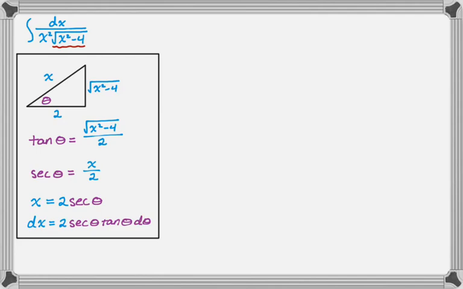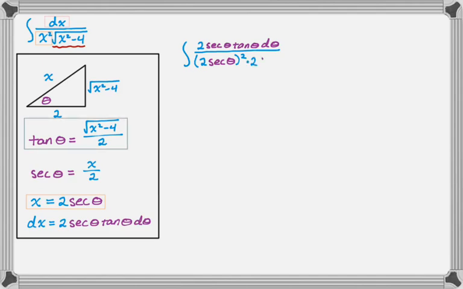And now what I'm going to do is actually make my substitution. So I'm going to have the integral of, first thing I need to substitute for is dx. So dx in the box is 2 secant theta tan theta, and then d theta. Now I need to substitute for x squared. So in the box you can see x is 2 secant theta, so I'm going to have the quantity 2 secant theta, and then squared. And then I need to substitute for the radical, and so I know tan of theta is the radical over 2, so I know that the radical is 2 tan of theta. Okay, so I've completely changed my integral. Now it's just in terms of theta.